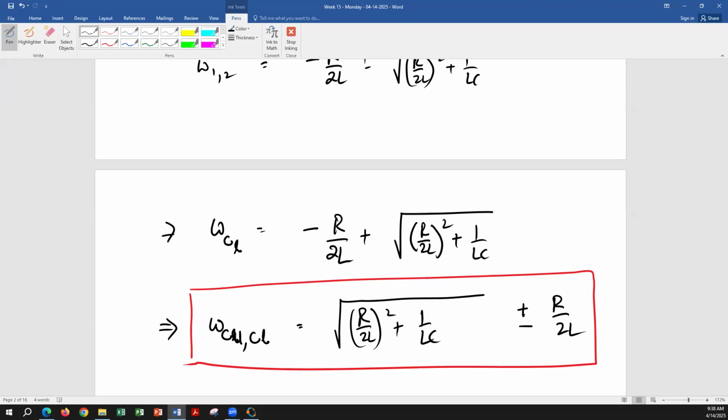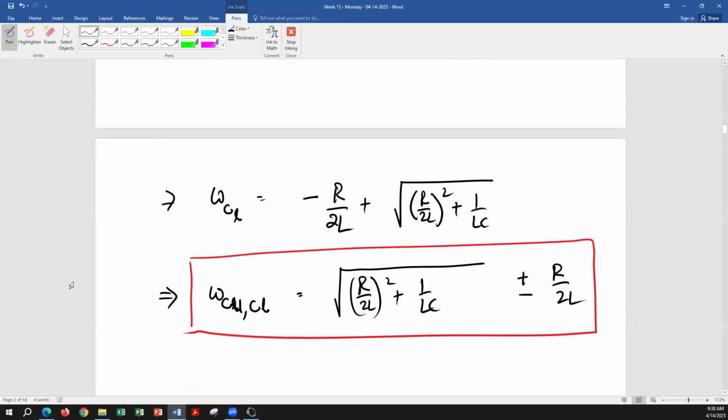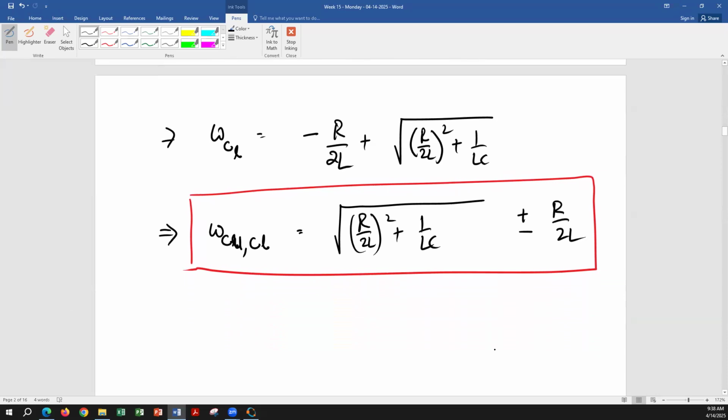Make sense so far? And again, if the cutoff frequency is given in hertz, then you have to divide both sides by 1 over square root of 2 to get the cutoff frequency in hertz.